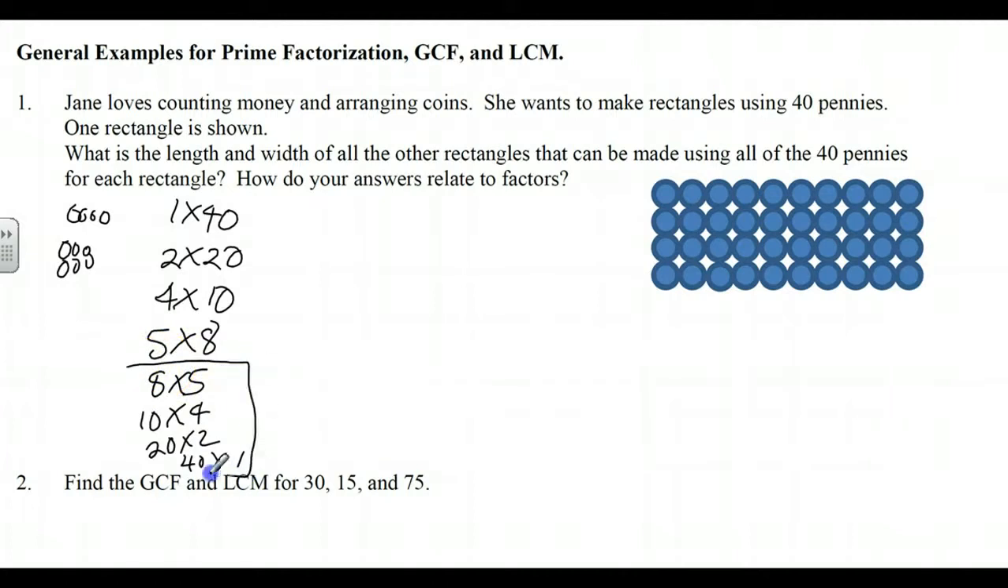So I don't think I would count these. They're simply just the length and the width flipped around. How do these answers relate to the factors? They are the factored form of 40.